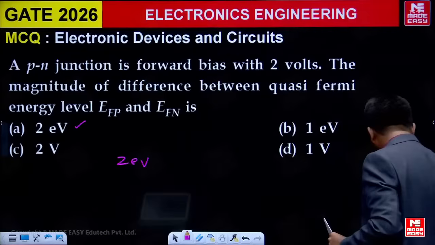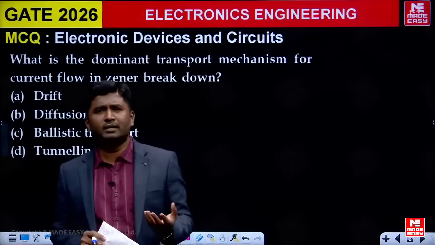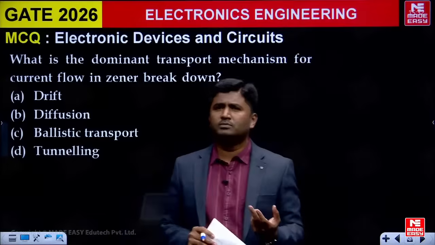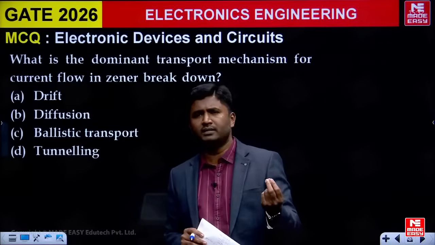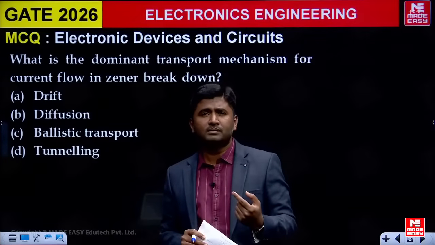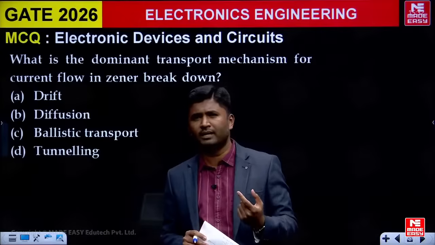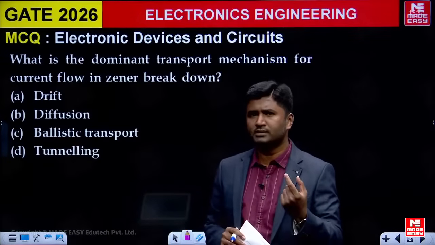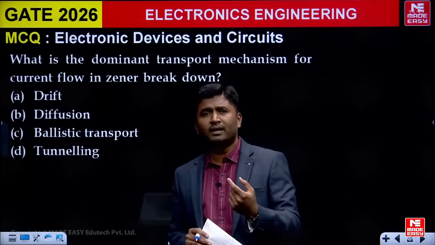Next, this is a question about Zener breakdown. In a PN junction diode, we have two types of breakdown, right? Avalanche breakdown and Zener breakdown. Avalanche breakdown happens because of collisions of high energy carriers with lattice atoms. And Zener breakdown happens because of a strong electric field of the order of megavolt per centimeter, which causes rupture of covalent bonds. We call it field ionization also.